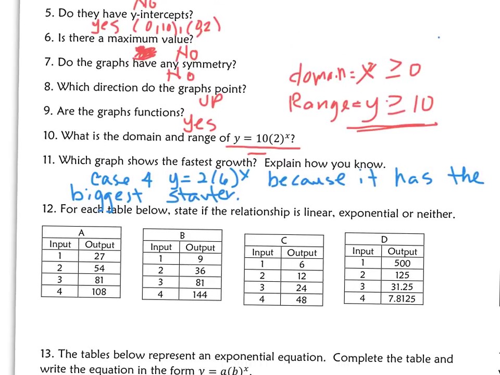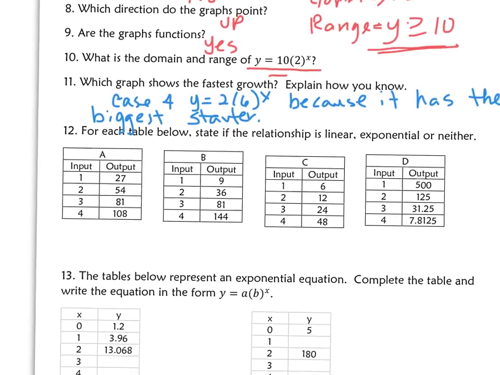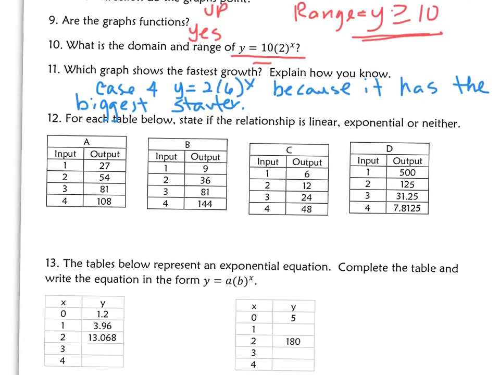All right, for each table below, it says, state the relationship, if it's linear, exponential, or neither. To determine if something's linear, that means it has to increase. It has to be adding either a positive or a negative number at the same constant rate each time. If something is exponential, that means it's multiplying, either by a number larger than 1 or by a number smaller than 1 at the same constant rate each time.